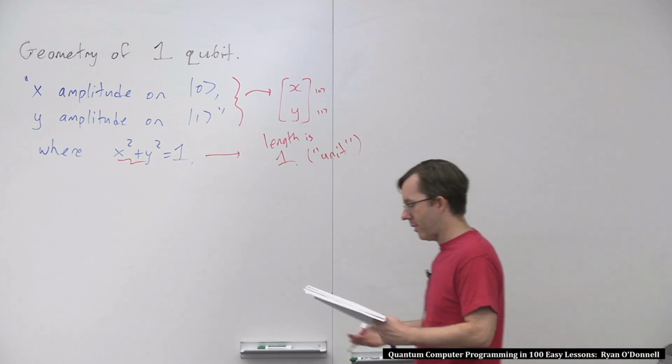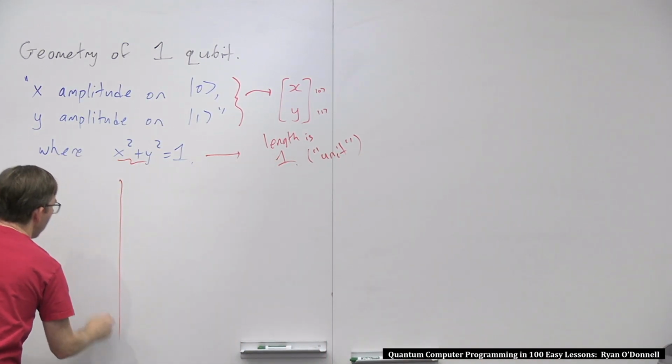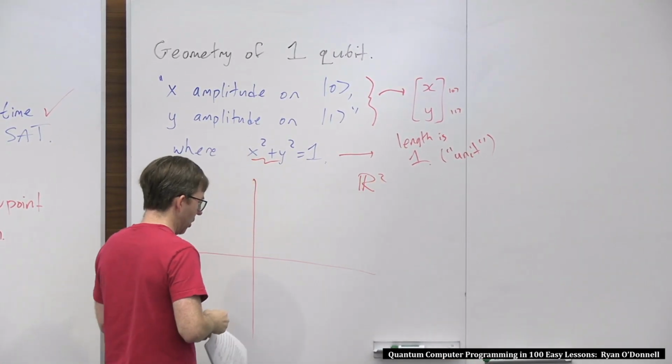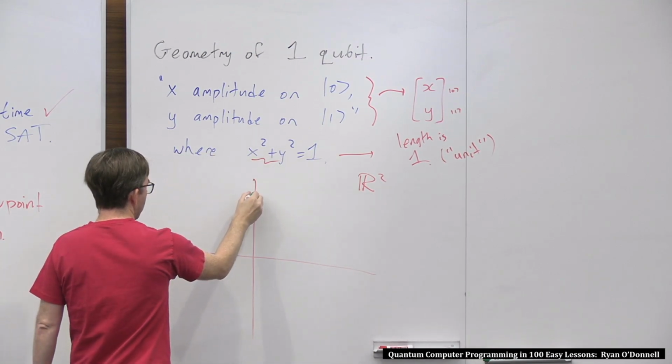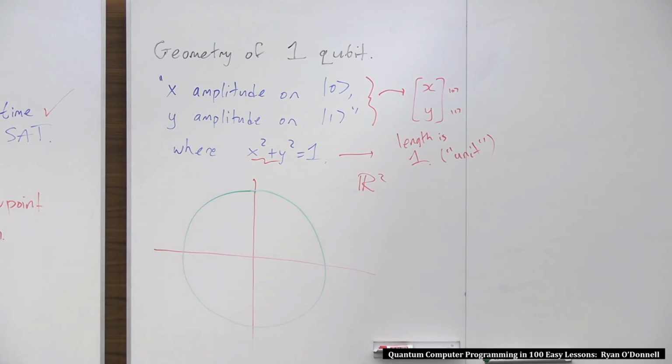And that's very enjoyable, right? So it means that you can draw all possible states on a nice 2-dimensional picture. So here are all the length 1 vectors. They all lie on this circle. So all the points or vectors on this circle are the possible states of a qubit with real amplitudes.